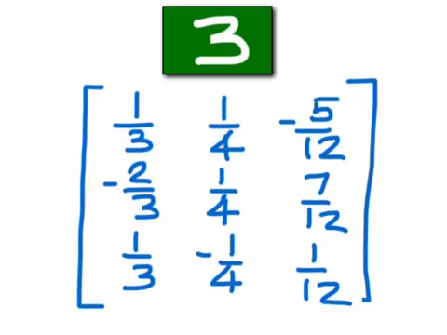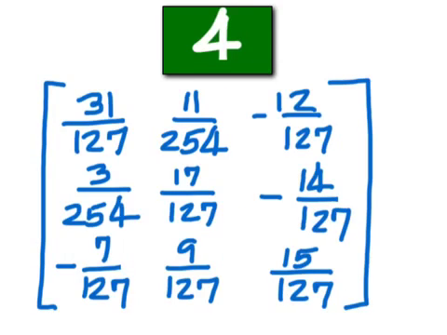For number 3, reductions all over the place. 1/3, 1/4, negative 5 over 12, negative 2/3, 1/4, 7 over 12, 1/3, negative 1/4, and 1 over 12.